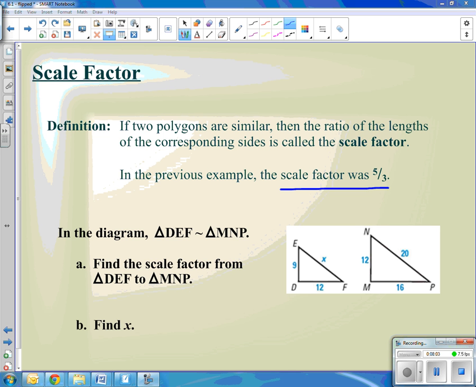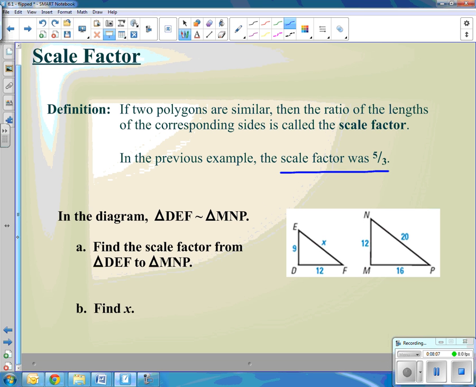Okay, so now let's take a look at the example below here. In the diagram, I have triangle DEF is similar to triangle MNP up here. Okay, so now I know that all of my sides are in proportion, and I'm going to use that to determine the scale factor. So what you need to do to determine the scale factor is to find 2 corresponding sides, which you know the lengths of. So for example, let me highlight this. I know side DE is 9 and MN is 12.